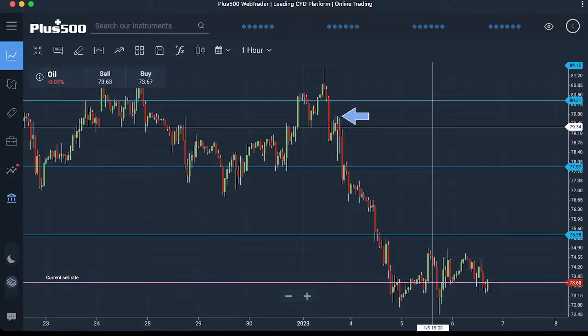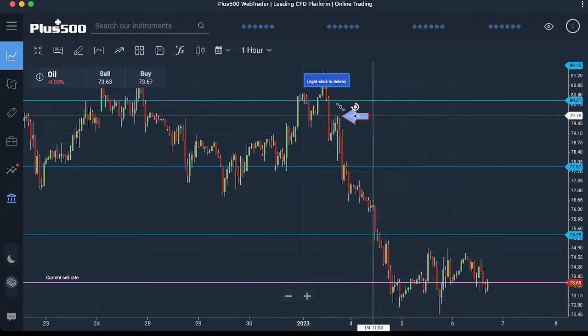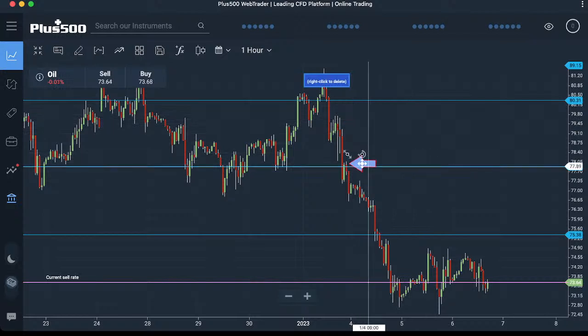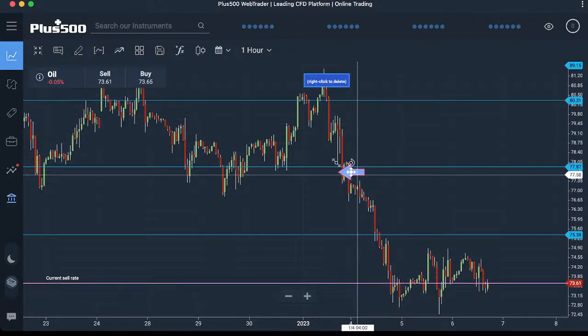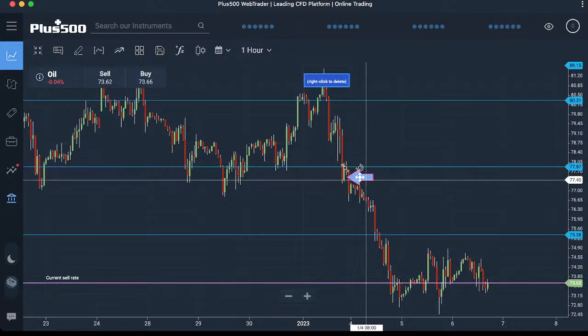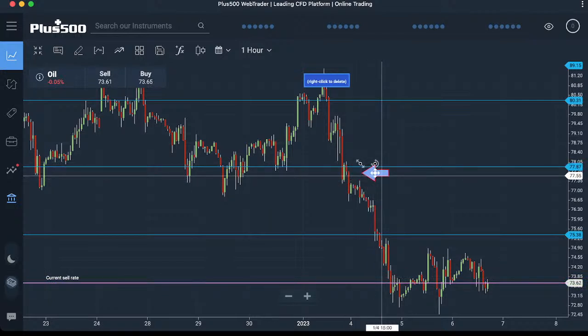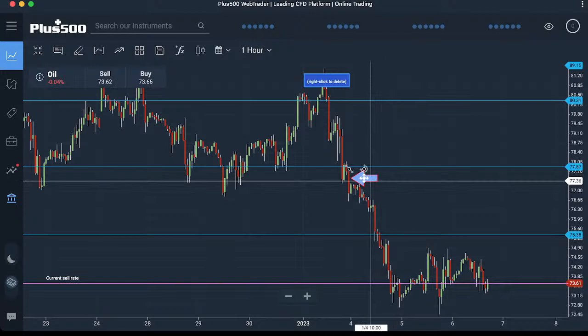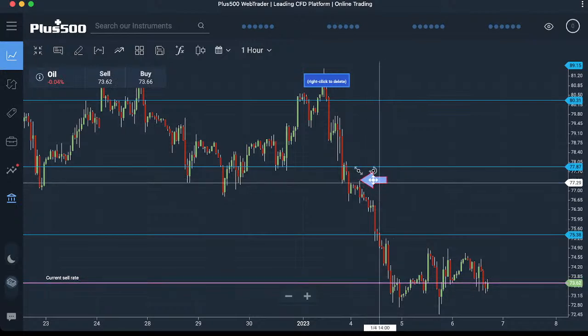And you can see another one here, when the price is again breaking to the low, it's creating another order flow, another fair value gap, and then price is pushing up exactly here.